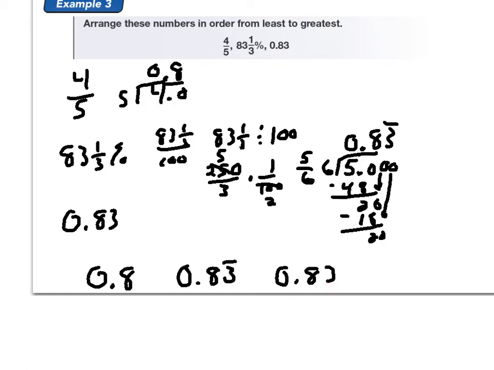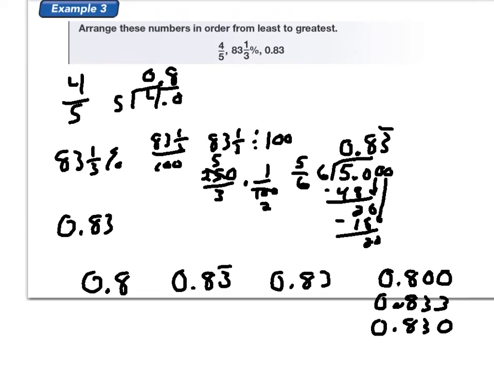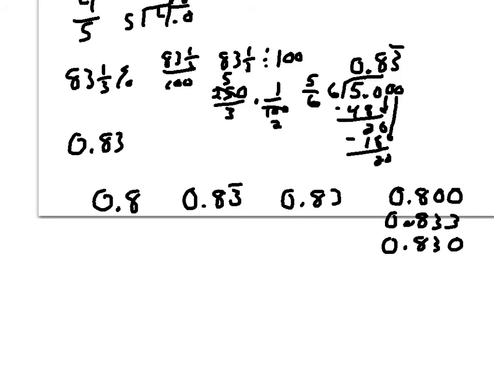So 0.8 is the same as 0.800 if I go to 3 decimal places. 0.83 repeating is 0.833, and then 0.83 is 0.830. So by looking at these, we want to order these from least to greatest. The least one is the top one, 0.8. Then after that, the next one is 0.83. And after that, it's 0.83 repeating.